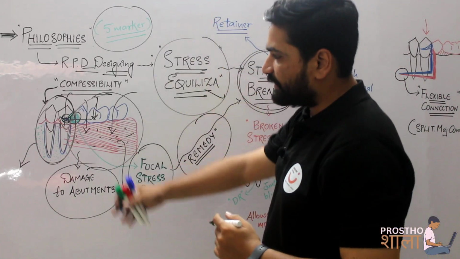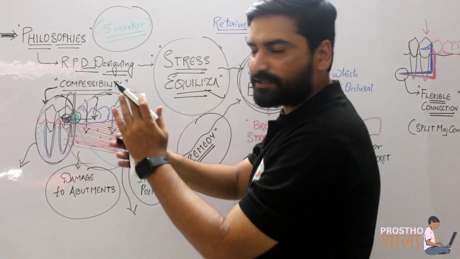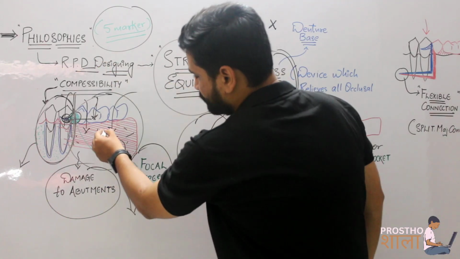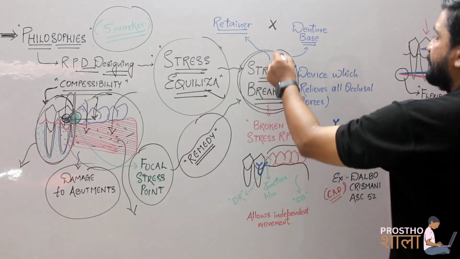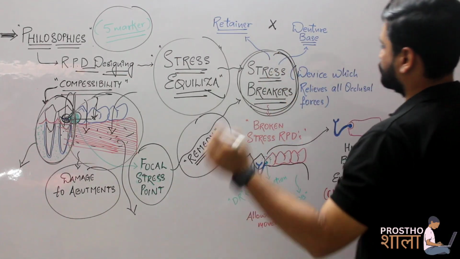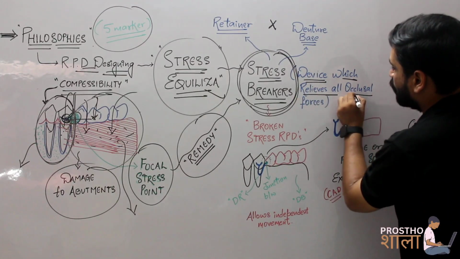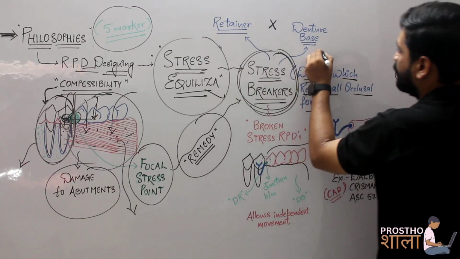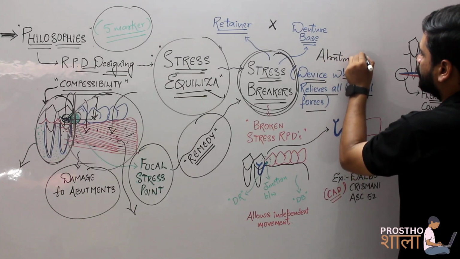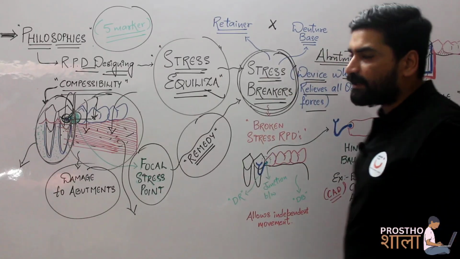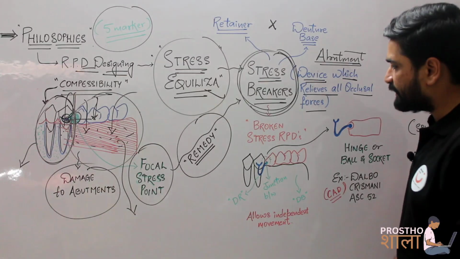When there is a lot of stress acting onto the abutment teeth, we need something to break that stress from that junction, divert some amount of stress to the tissues and some onto the teeth so that it is balanced. And that is why we have used stress breakers. So stress breakers are the device which relieves all occlusal forces from the abutment teeth. I want to relieve my abutment of all the stresses. That is why I have introduced stress breakers.